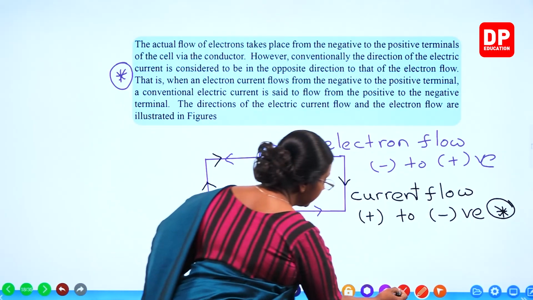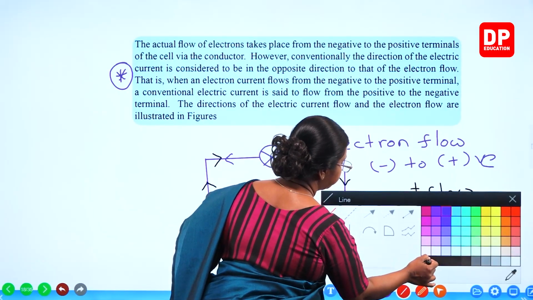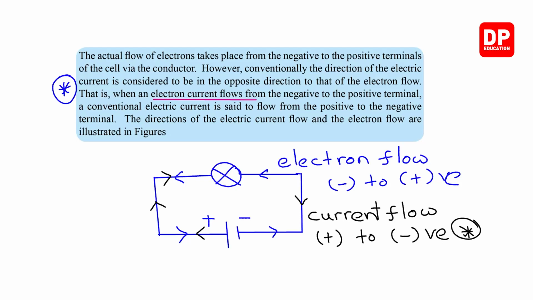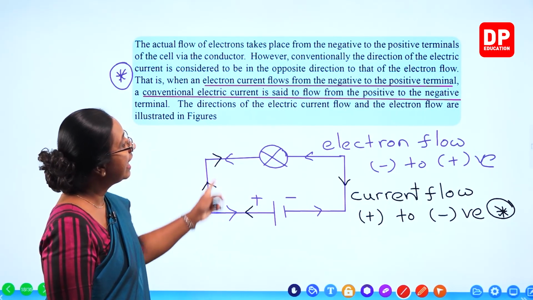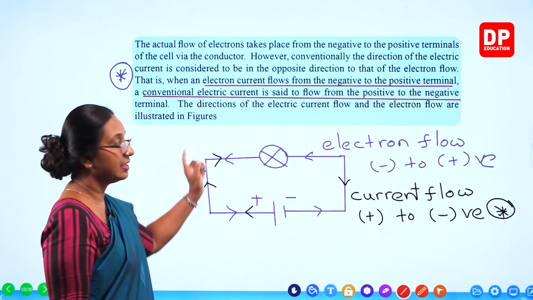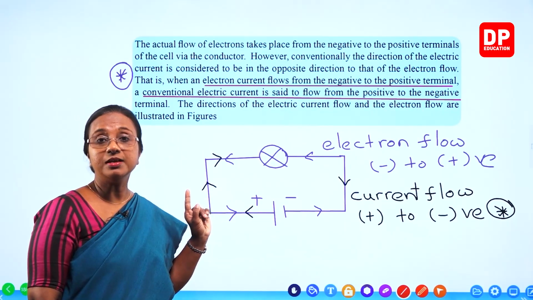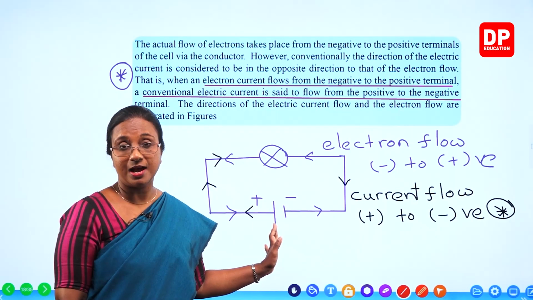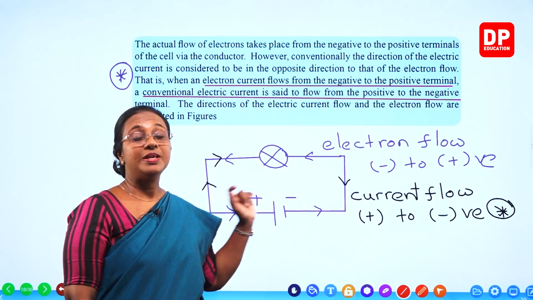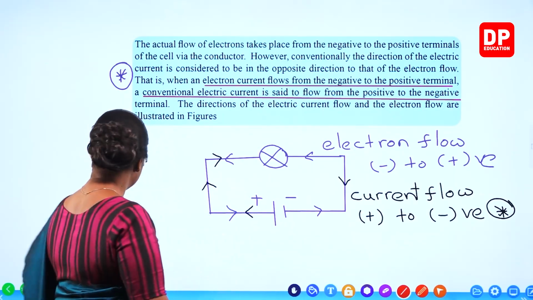You have to remember these two terms also. When an electron current flows from negative to positive terminal, a conventional electric current is said to flow from positive to the negative terminal. The directions of the electric current flow and the electron flow are illustrated in figures. That is on the next slide. But I have already explained to you all what happens there and the convention. So with that, students, I will move on to the next slide.